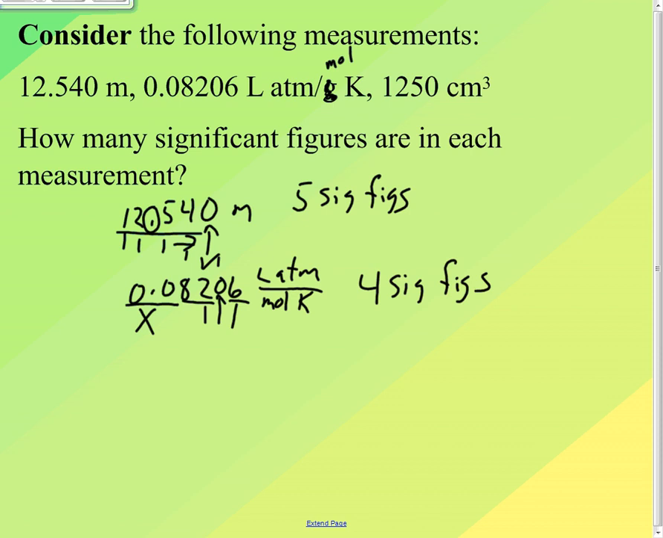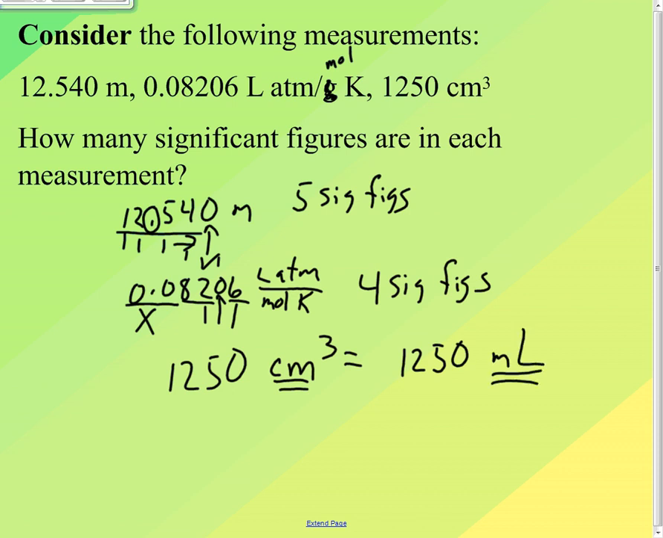Great. And finally, I have 1250 centimeters cubed. By the way, a centimeter cubed is equal to what? Well, a centimeter cubed is exactly the same as a milliliter, and that conversion will be helpful to you throughout the year. So remember, 1 centimeter cubed equals 1 milliliter.